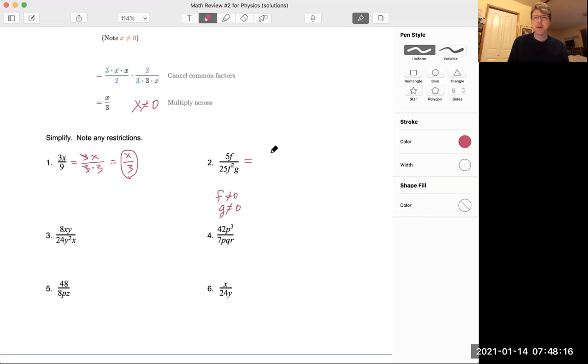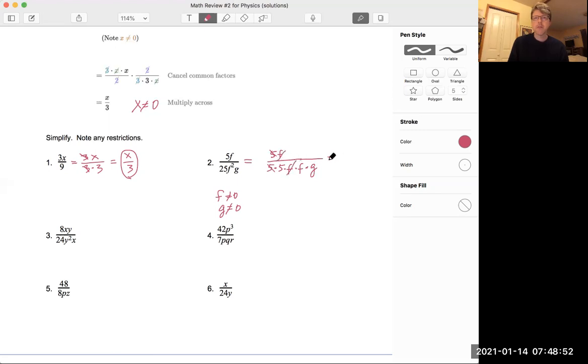On the top, we have 5f. And on the bottom, we have 5 times 5, and then we have f times f. I guess I should put times there. 5 times 5 times f times g. Make this a little longer. So now we can cancel out a 5, and a 5, and an f, and an f.